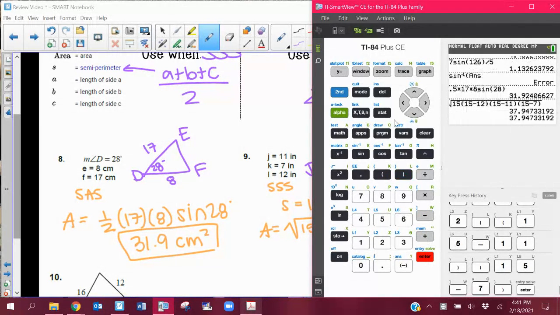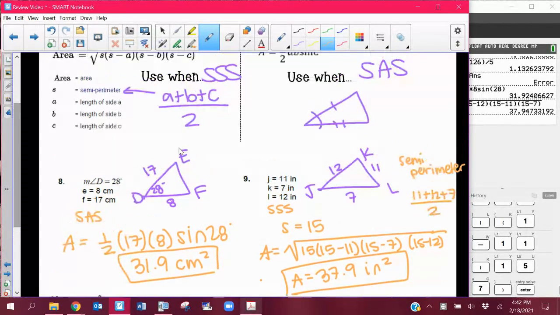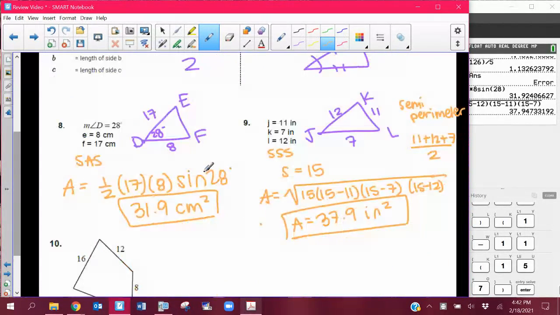Cool. And so now, great, awesome. The area of this particular triangle is 37.9. And it's inches squared. Cool. Again, make sure you're showing what formula you're using. You figured out why you're using each of these formulas, but that's basically area in a nutshell.